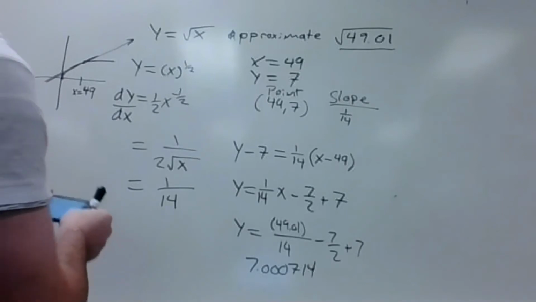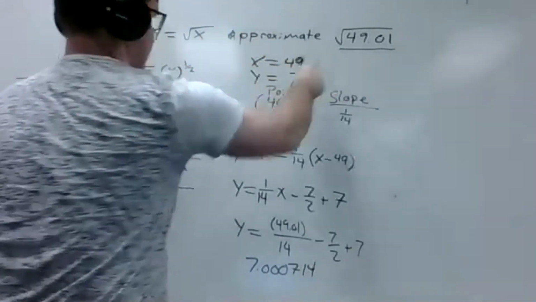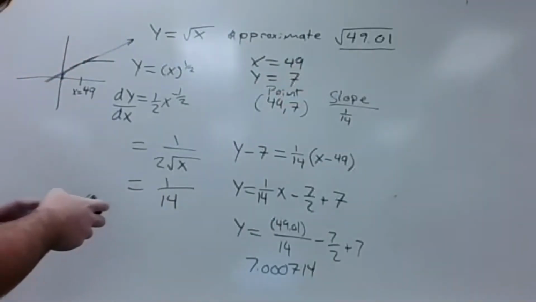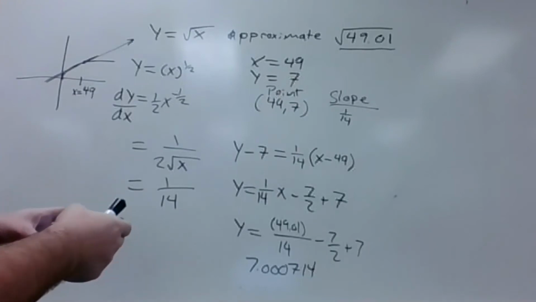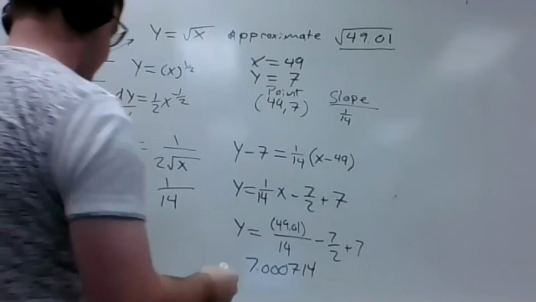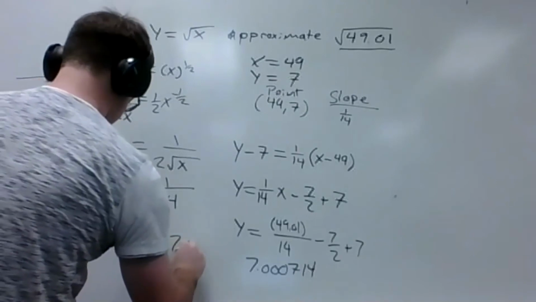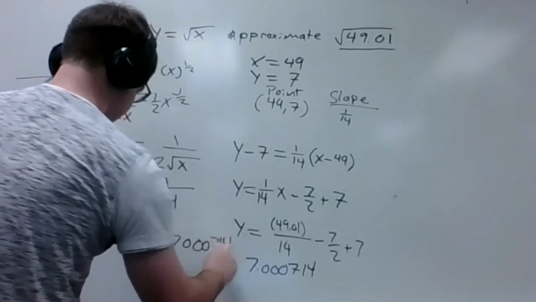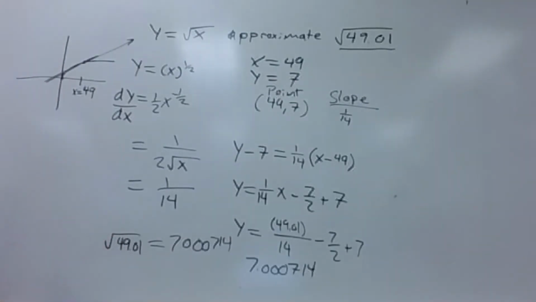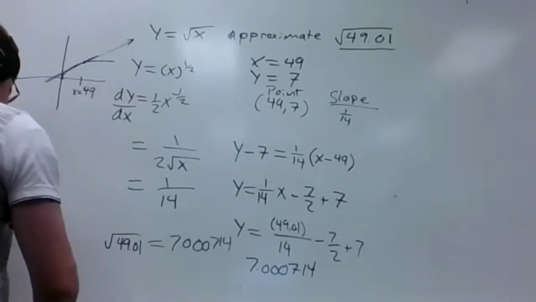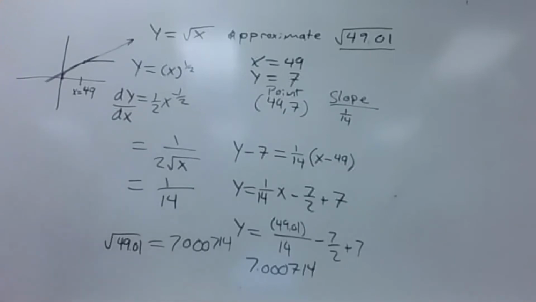And if we just take the square root of 49.01, it comes out to be roughly exactly the same thing. So I guess it's just a different way of calculating square roots without actually doing a square root. It's kind of a weird one, and I don't know if it has much use anymore, but they want you to know how to do it.